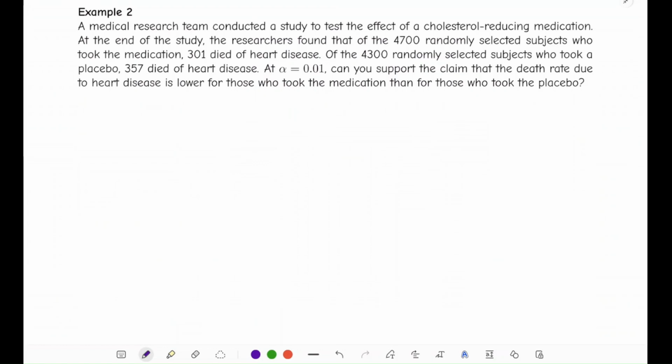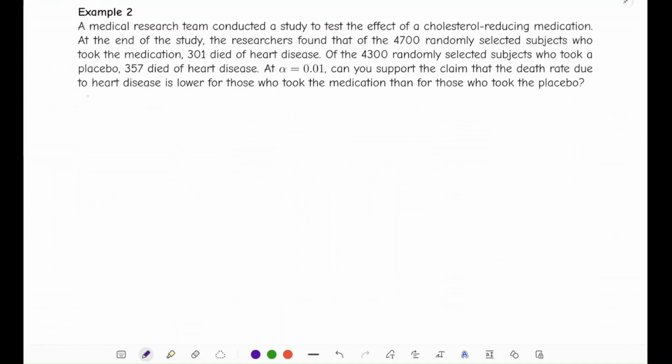The first thing that I notice in this problem is that I'm not given any percentages or fractions. So that means I wasn't given p hat, so I must have been given x, or the number of successes and number of failures, which we were. 301, 357, and then the complement of those would be subtracting them from the 4,700 and 4,300 respectively.